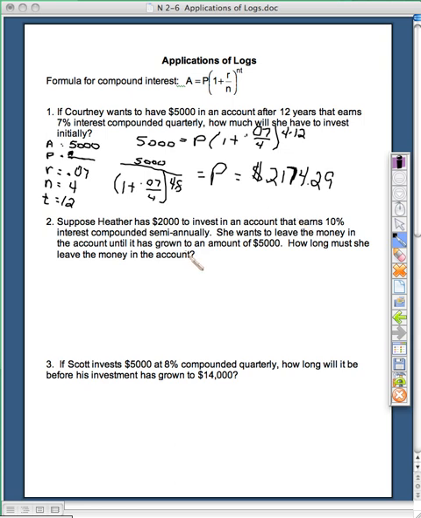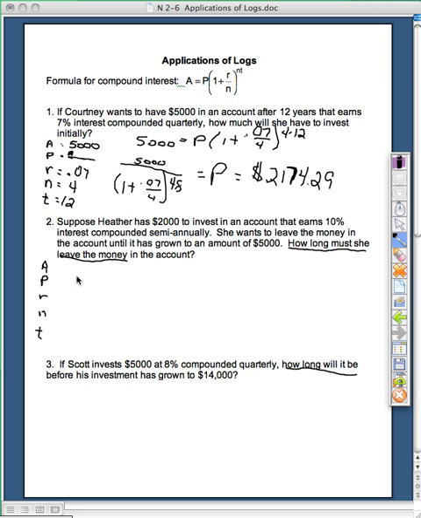Now in number 2 and 3, you're going to have to use logarithms because the question in this is how long must she leave the money, which is T, and again, how long will it be before his investment has grown? If you notice, the T right here is up in the exponent, and the way to solve when your variable is in the exponent many times is to use logarithms. So let's write what we are given, or what the variables of the equation are, and fill in what's what.